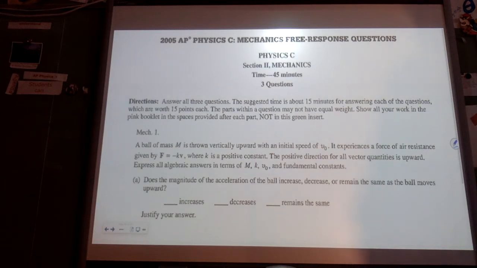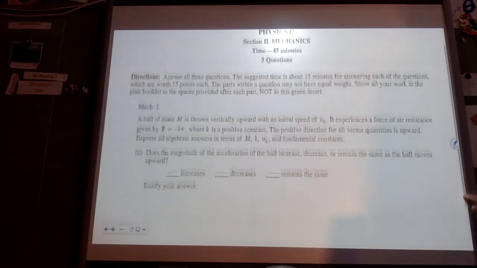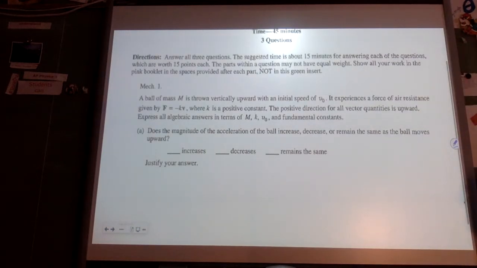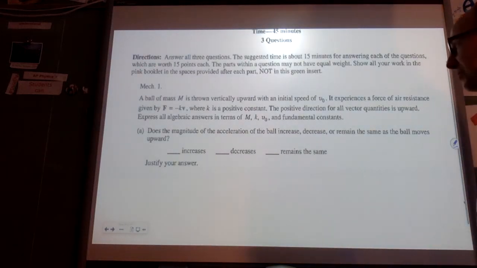All right, a ball of mass m is thrown vertically upward with the initial speed of v naught. It experiences a force of air resistance given by F equals negative kv, where k is a positive constant. The positive direction for all vector quantities is upward. Express all algebraic answers in terms of m, k, v naught, and fundamental constants. Does the magnitude of the acceleration of the ball increase, decrease, or remain the same as the ball moves upward?